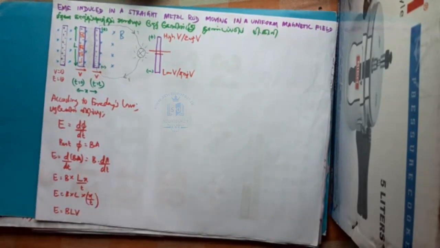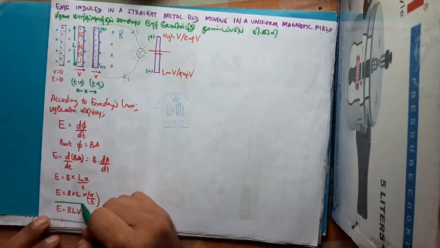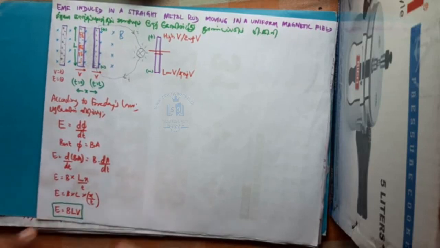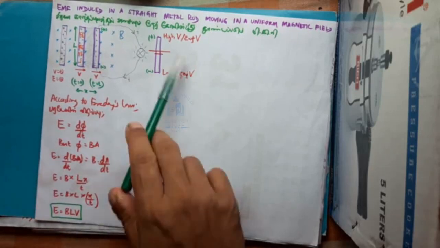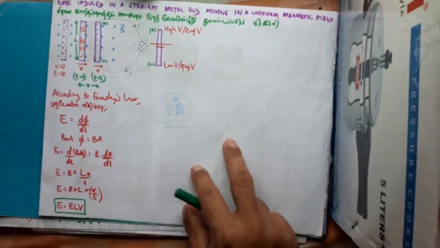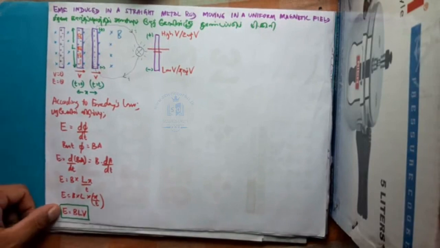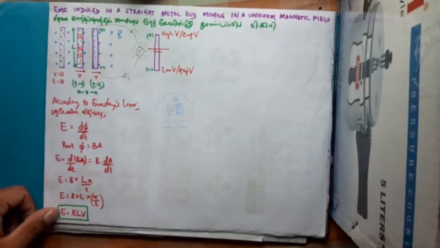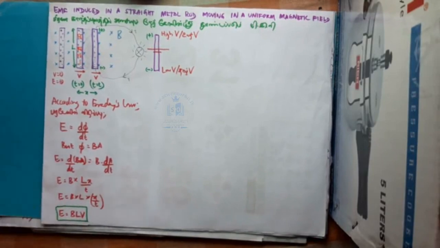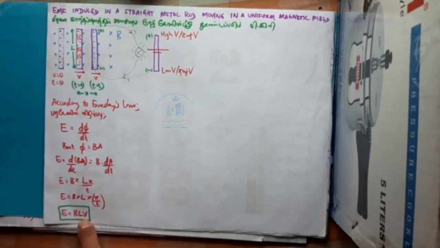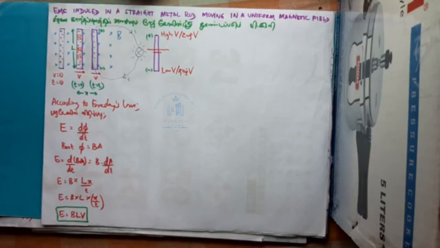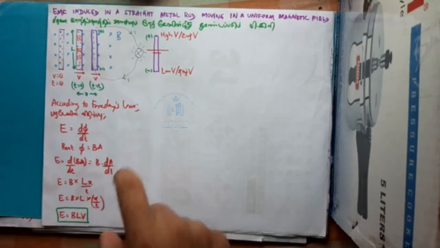This is the final equation you are going to come across. Induced electromotive force in a straight rod which is moving in a uniform magnetic field. So this one, B is the magnetic flux density, L is the length of the rod, V is the speed of the rod. Okay, you can write those things when you make a note.